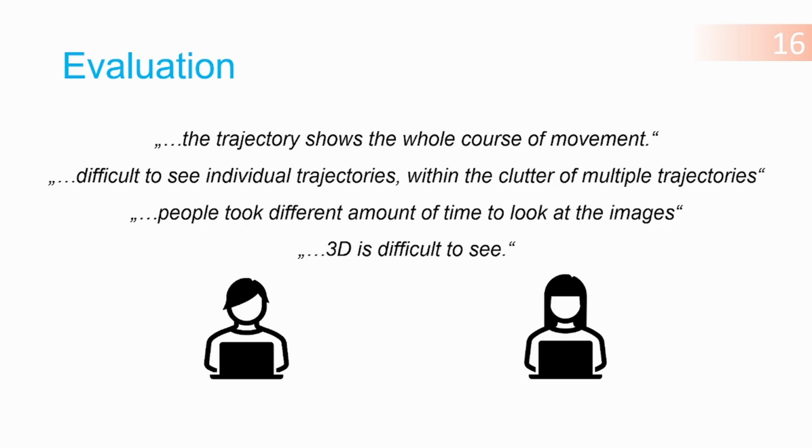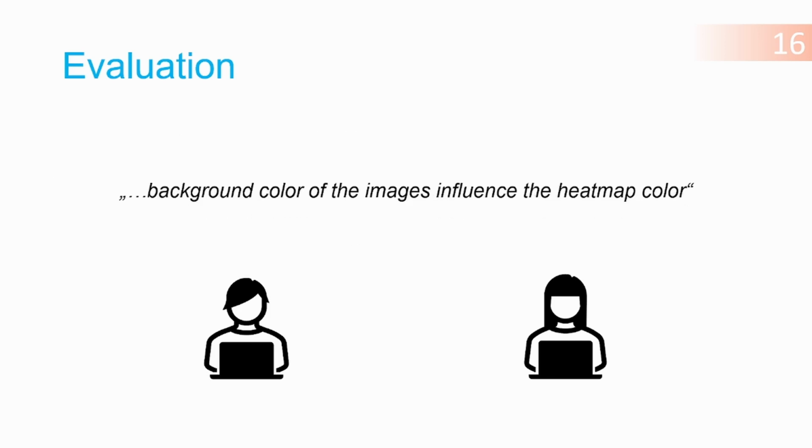When it came to the gaze distribution, some had difficulties in understanding the visualization. However, the majority of participants were able to detect regions with high and low visual attention by looking at the gaze cube visualization or the heat maps within the gaze replay. Some mentioned that the background color of the images influences the heat map color in the gaze replay due to its transparent nature.